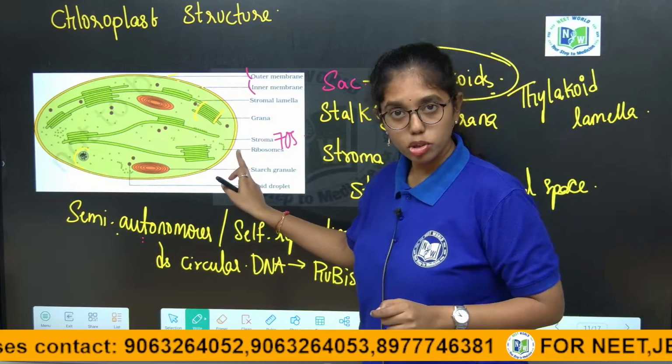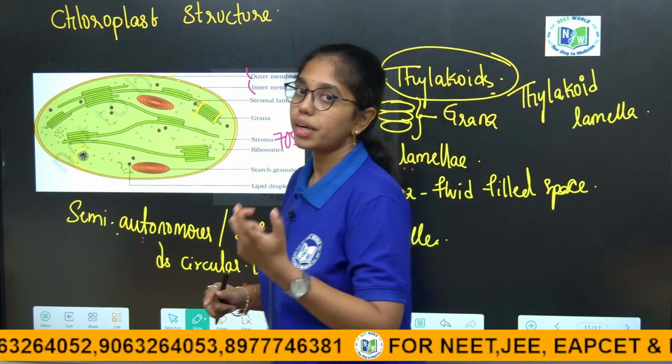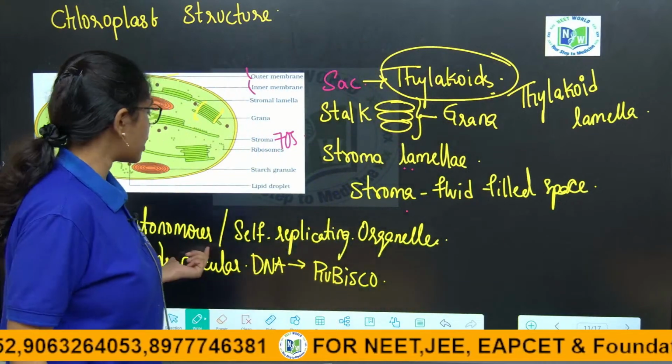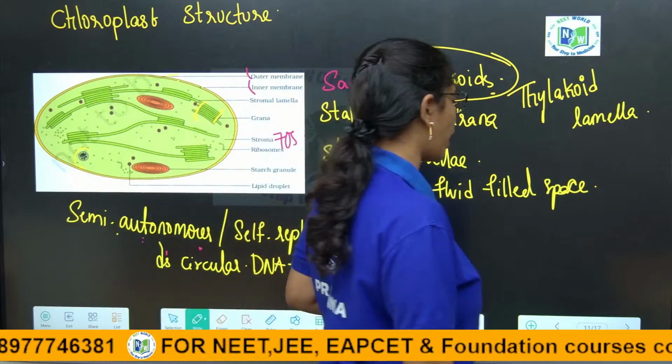What type of ribosomes are present? 70S ribosomes. As chloroplast has double stranded circular DNA, it is called a semi-autonomous or self-replicating organelle.